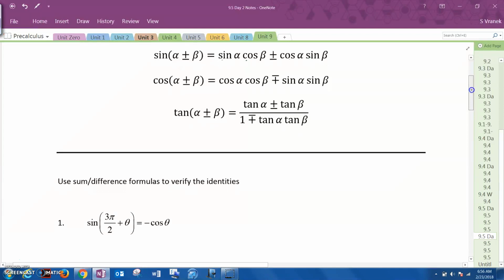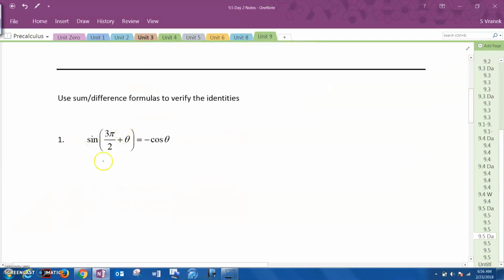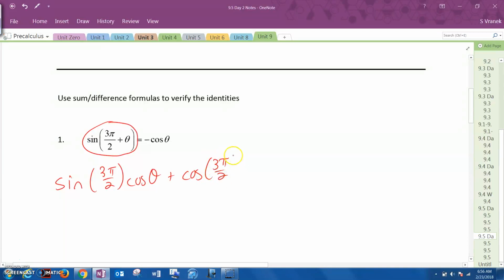So we're going to use the sine formula first with a plus. So I'm going to work this side because this is the one I can expand. So this becomes sine of 3 pi over 2 cosine of theta plus cosine of 3 pi over 2 sine of theta. Okay, so now we are trying to simplify this side to get it to look like that side.